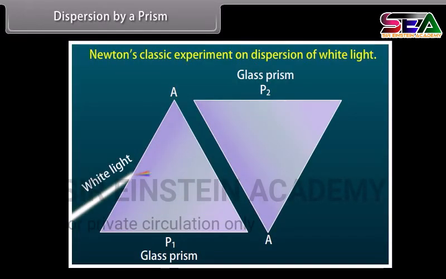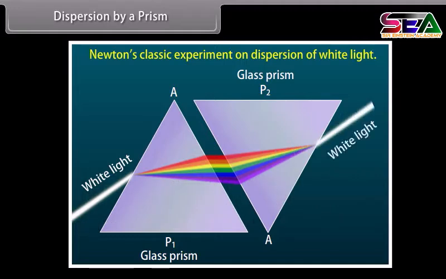Newton's classic experiment on dispersion of white light. In the experiment performed by Sir Isaac Newton, he put another prism, P2, in front of prism P1, but inverted in position, and the emergent beam from prism P1 fell on prism P2. The emergent beam from prism P2 is white light.